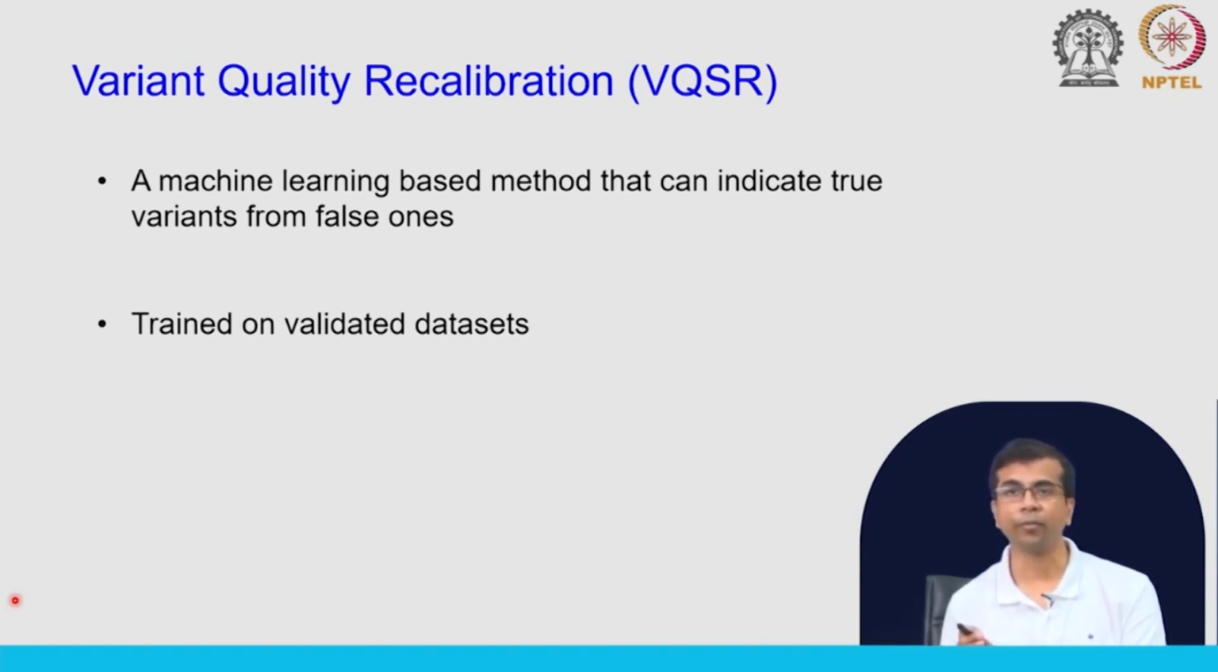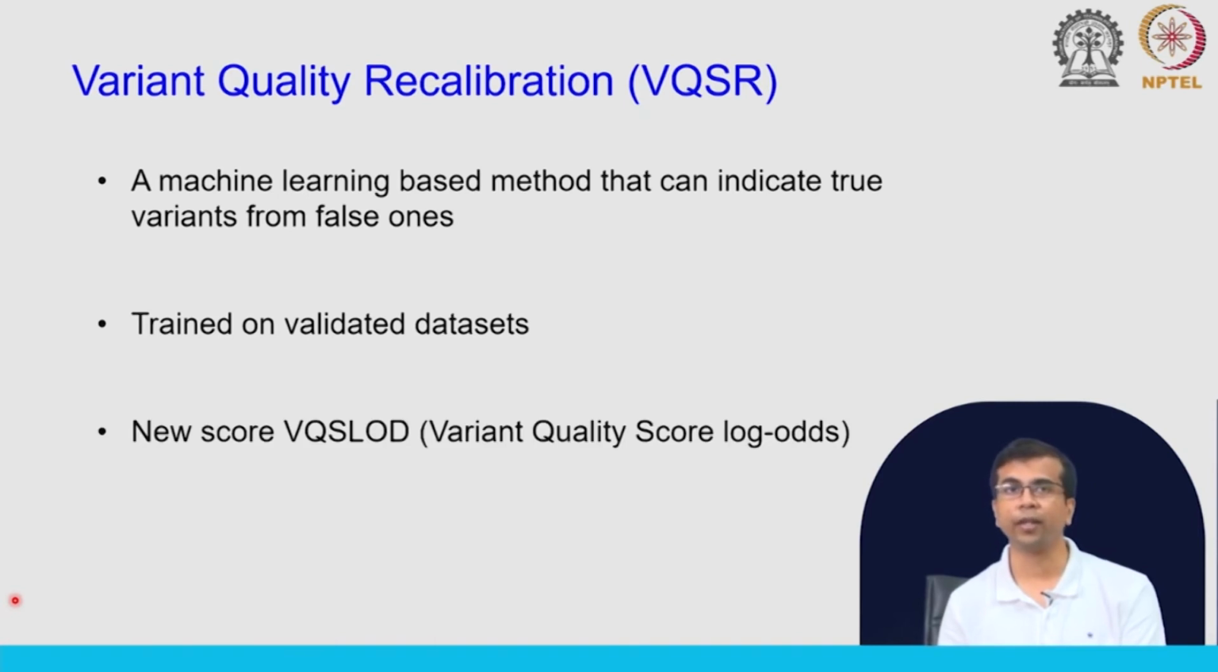Again, without going into too much detail, it can identify certain features of these variants in these validated data sets and using those features it can define a new score, something called VQSLOD. It is a variant quality score log odds and it can generate this variant list or identify variants with very high sensitivity and specificity. So, once we have this training done on validated data sets, we can then apply it to the target genome or target data set to identify these variants, which will give us this VQSLOD score.